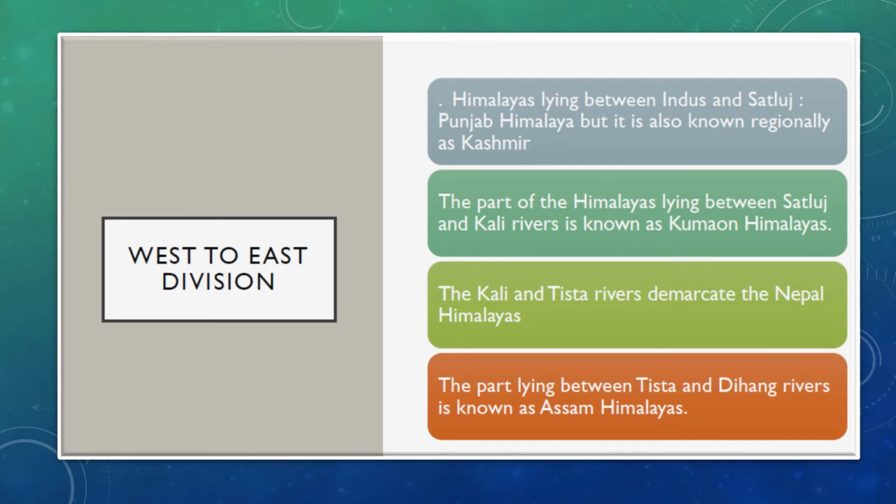Now, when we talk of the west to east divisions of the Himalayas, the region lying between the Indus and Satluj are the Punjab Himalayas, but the region in which they are is known as Kashmir. The part between the Satluj and Kali rivers is known as the Kumaon Himalayas. The region between the Kali and Tista rivers demarcates the Nepal Himalayas, and the part lying between the Tista and Dihang rivers is known as the Assam Himalayas.